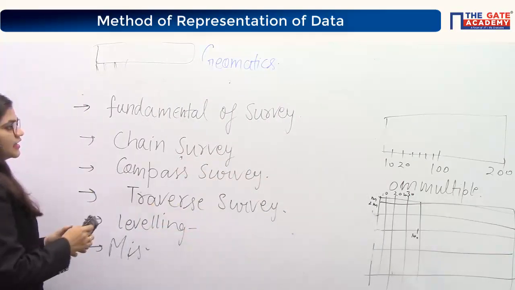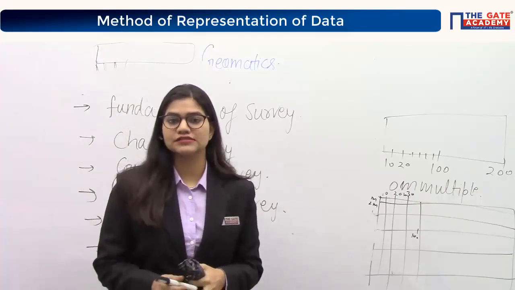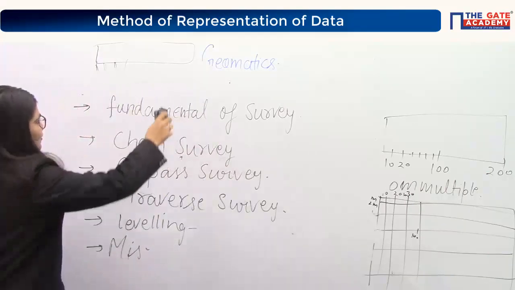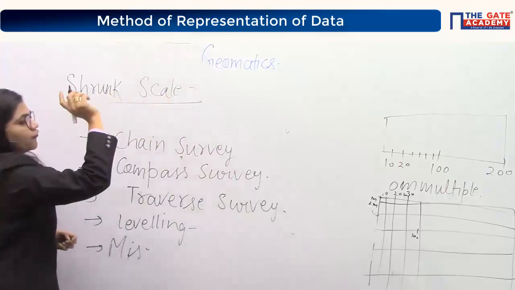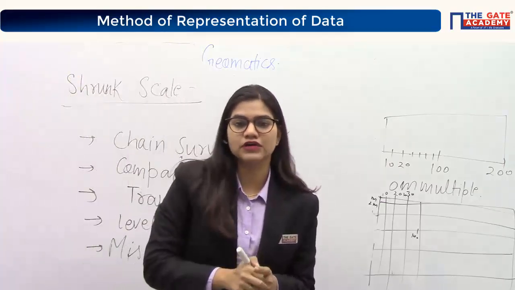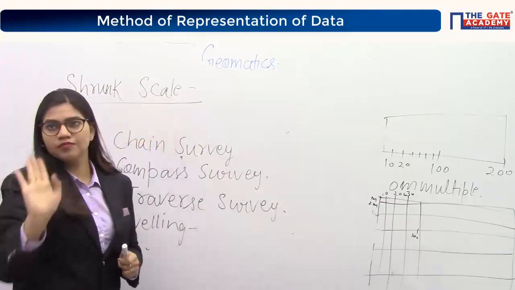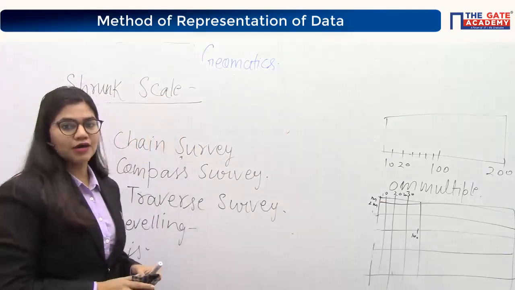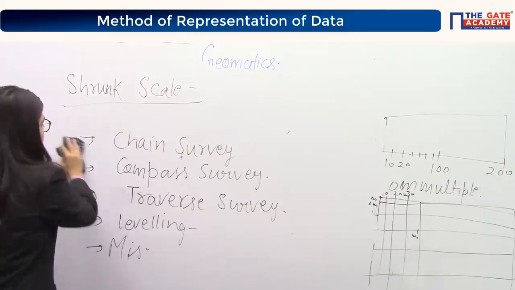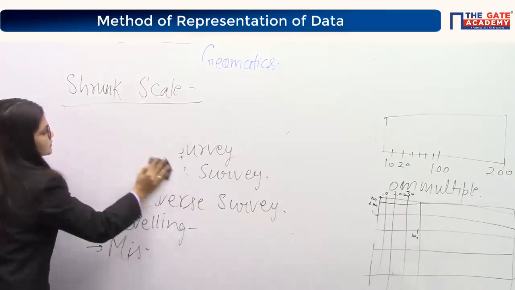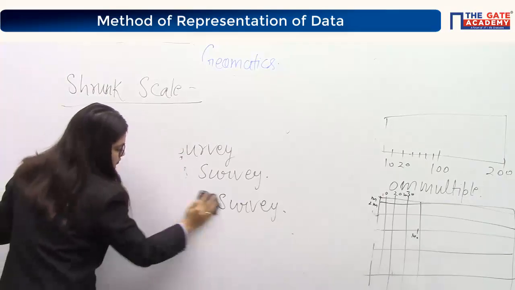Now, one type of scale is there, that is your shrunk scale. So write down the heading shrunk scale. From the first chapter, this is an important topic. This generally comes in your exam. So please try to focus here for shrunk scale.